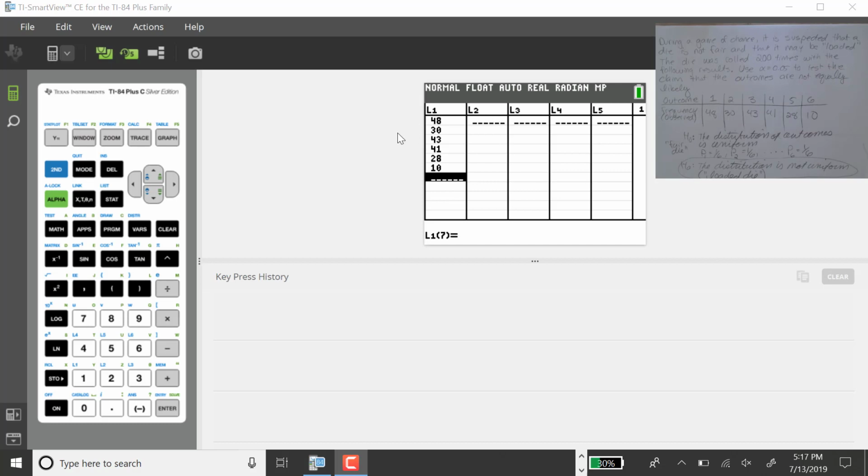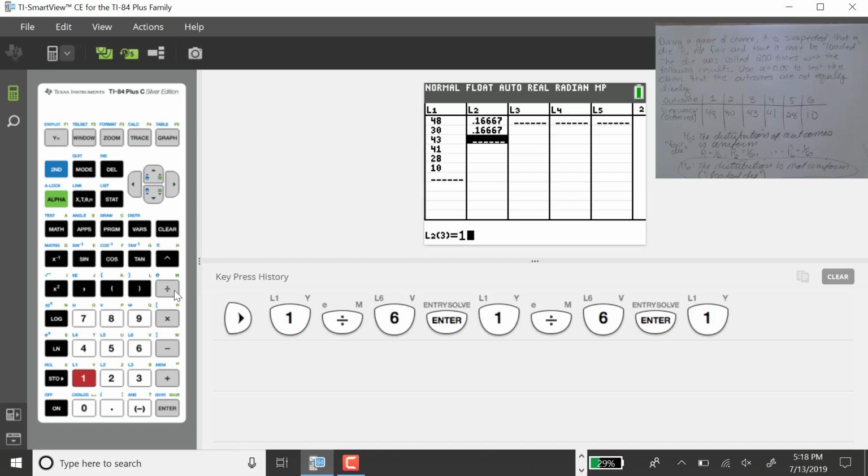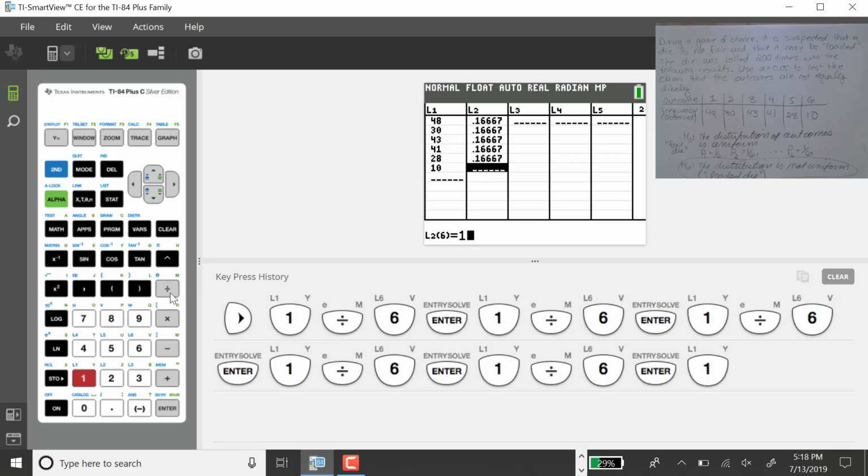So what I can do for list 2 is first put in the expected frequencies for each category, and that's going to be 1 divided by 6 for each one. I can just put 1 over 6 for each outcome, and then the calculator will go ahead and convert that to decimal. That way you don't have to round. If you round too much in your calculation, if you do this by hand, your test statistic might be too far off from the correct answer.